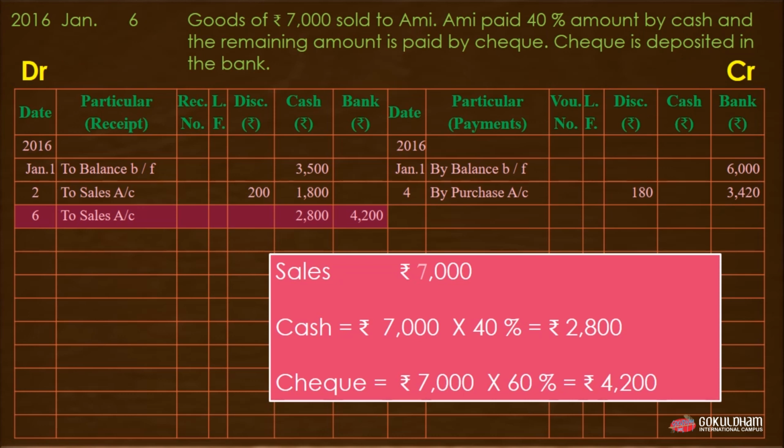So check is how many rupees? So here 7,000 multiplied by 60%, so its answer is come 4,200 rupees, and it is our check. And this check we deposited in the bank. So this transaction recorded at the debit side of cash book. There is write down in date column 6, and in particular column write down there to sales account, and in कैश की कॉलम में राइट करेंगे 2,800 रुपीज और बैंक की कॉलम में राइट करेंगे 4,200 रुपीज.